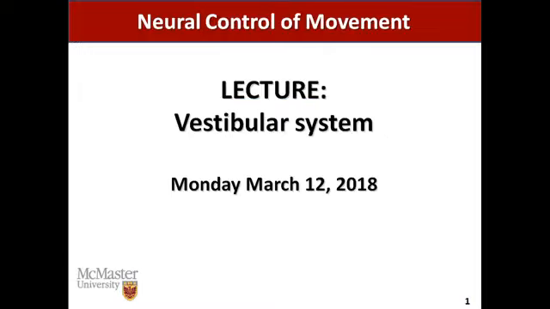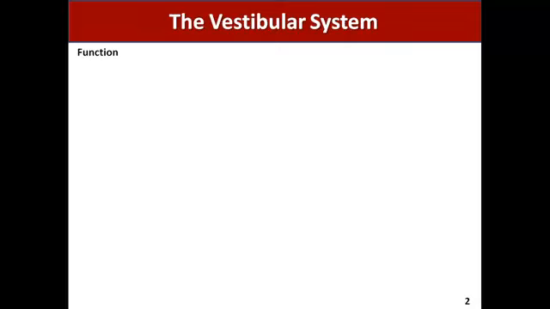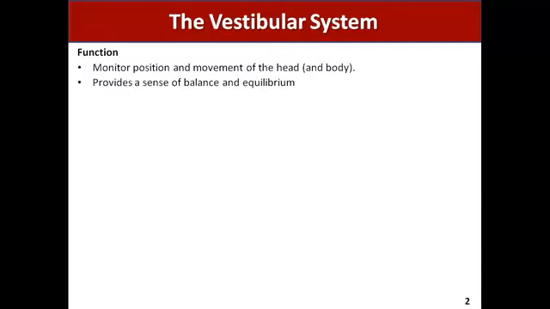In this first part of our lecture on the vestibular system, we're going to focus on the overall function and the different structural components that are responsible for how the vestibular system works. Just to provide an overview, the vestibular system functions mainly as a sensor for monitoring the position and movement of our head and, of course, the body. Overall, it provides a sense of balance and equilibrium to seated and upright standing posture.